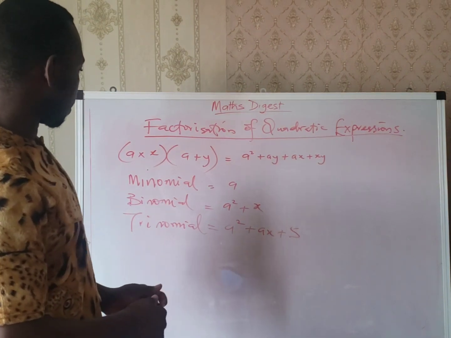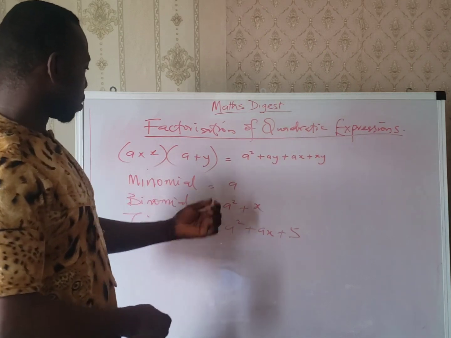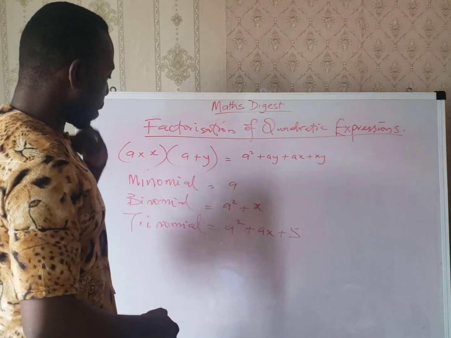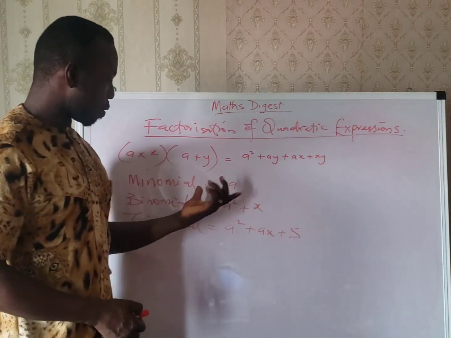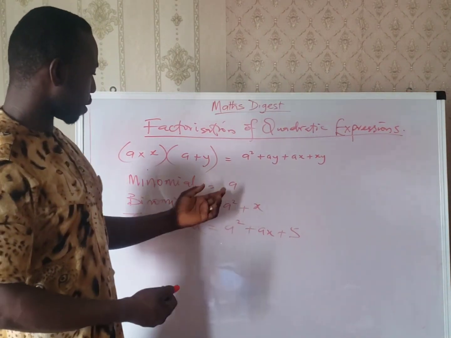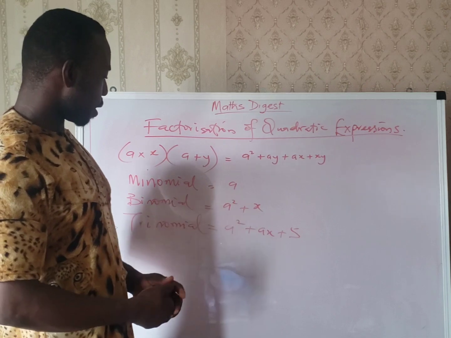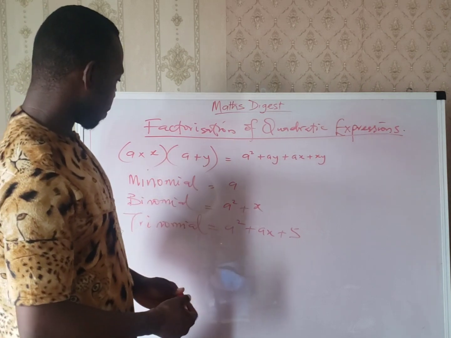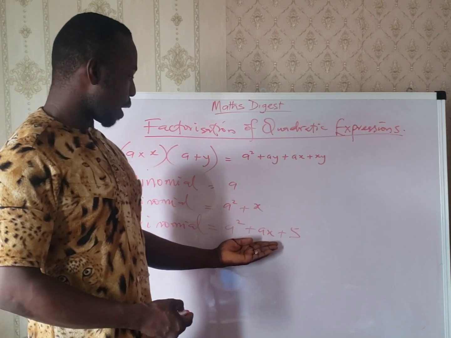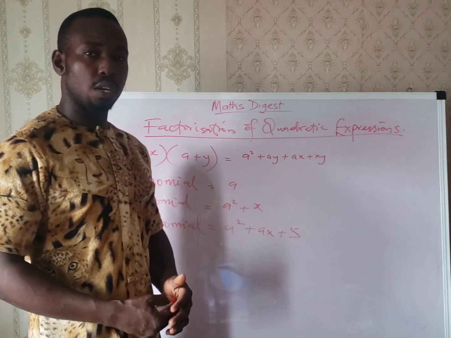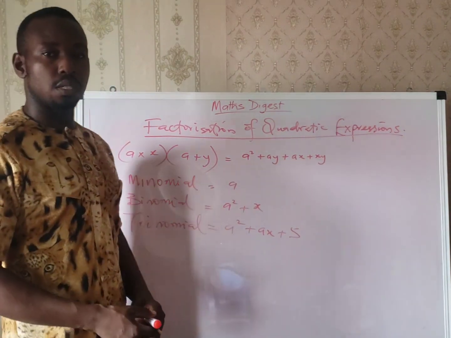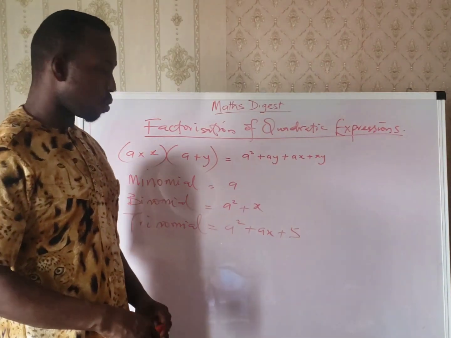What denotes whether it's monomial or binomial or trinomial or polynomial is the power of the first term. That is A, and this is A squared, and coming to this side, trinomial, you see A squared, the middle term, and the constant. We are going to explain more on this with further examples, so stay tuned.